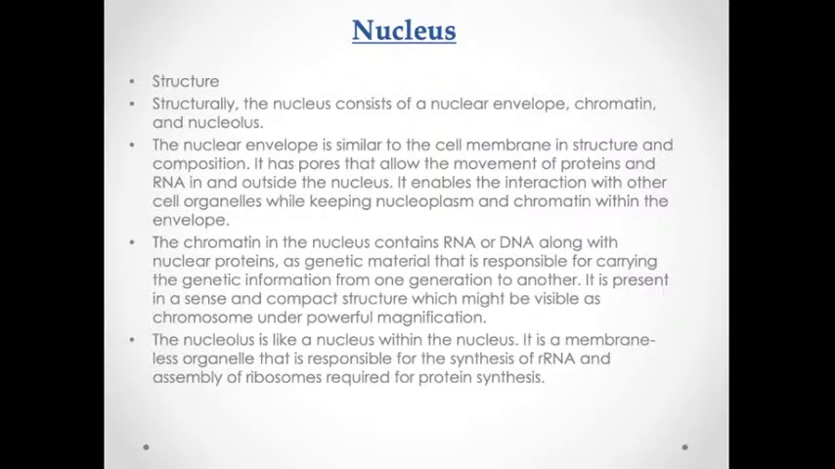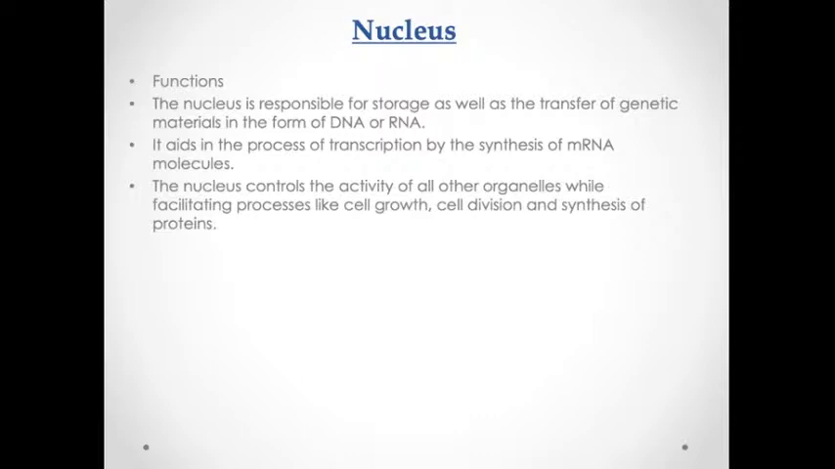Chromatin in the nucleus contains RNA or DNA, which are your nuclear proteins, as a genetic material responsible for carrying genetic information from one generation to another. And the nucleolus is a nucleus within the nucleus. It is a membraneless organelle that is responsible for synthesis of ribosomal RNA and assembly of ribosomes required for protein synthesis. So transfer of genetic information is done, transcription is done from mRNA molecules, and the nucleus controls the activity of all other organelles while facilitating cell growth, cell division, and synthesis of proteins.